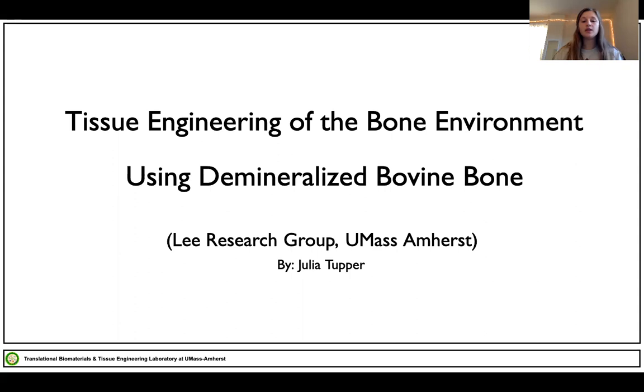Today I will be discussing a project that I have been working on for the past 2 years, the tissue engineering of the bone environment using demineralized bovine bone strips. The goal of this project was to produce a freestanding analog from demineralized bovine bone that emulates the complex bone environment, as well as allowing for the control of bone thickness to demonstrate bone loss with age.